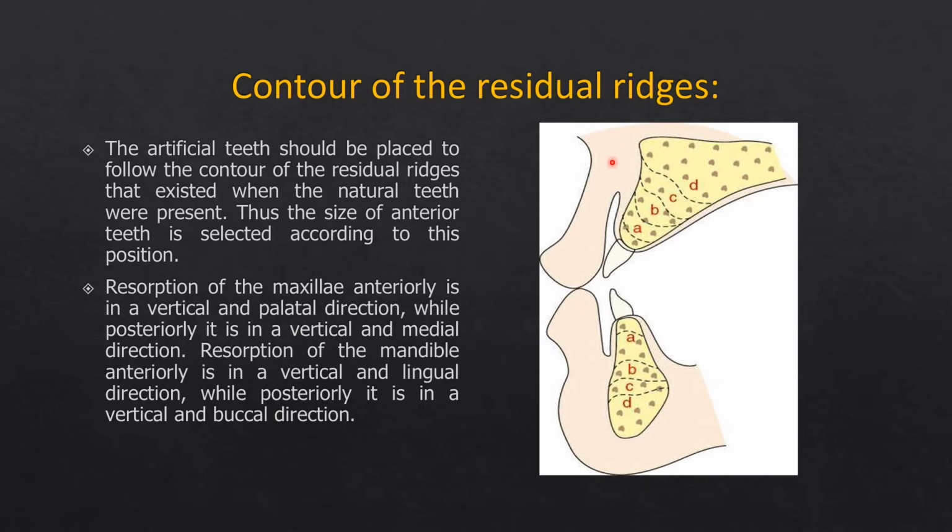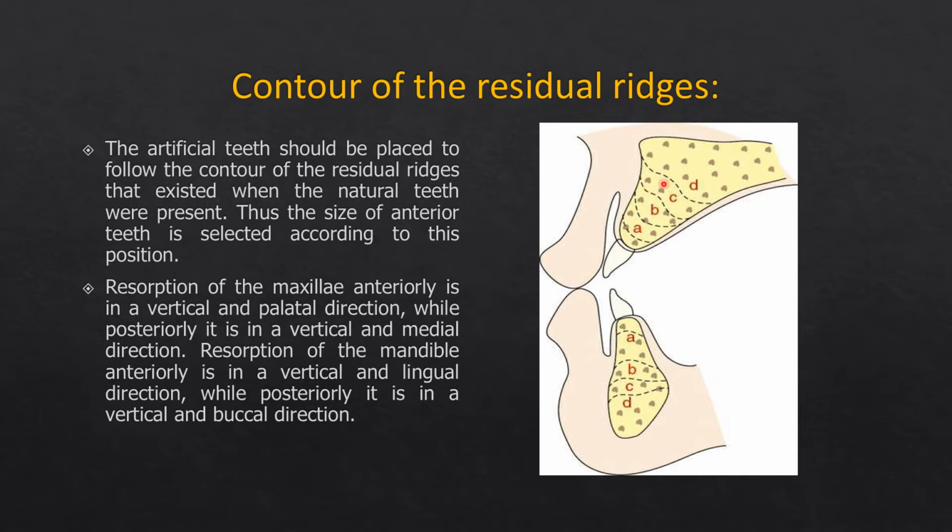Next, contour of the residual ridges. As we all know, the artificial teeth should be placed to follow the contours of the residual alveolar ridges when the natural teeth are present. Thus, the size of the anterior teeth is selected according to the position of the residual alveolar ridge.